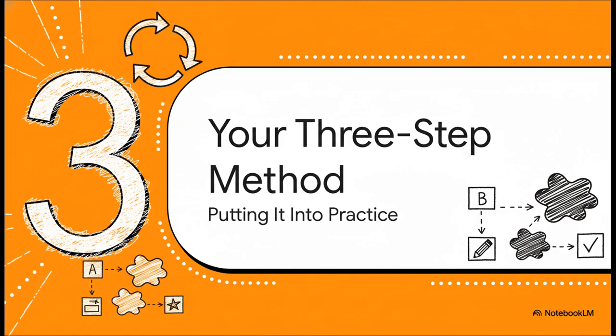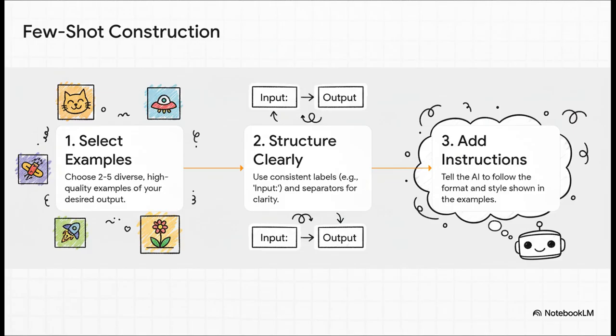You can start getting way better results, like right now, using a super simple 3-step method that you can use over and over again. Okay, step 1, select your examples. Pick a few, make sure they're high quality, and try to get a little variety in there, not just the exact same thing on repeat. Step 2, structure them clearly. Be super consistent with your labels, like always using input and output. And finally, step 3, just add a simple instruction at the end, telling the AI to follow the format you just showed it. That's it.